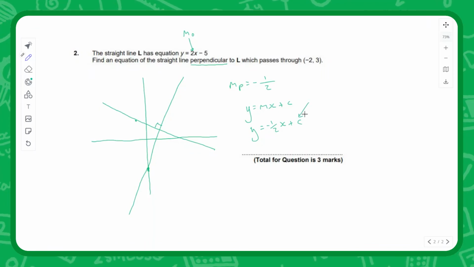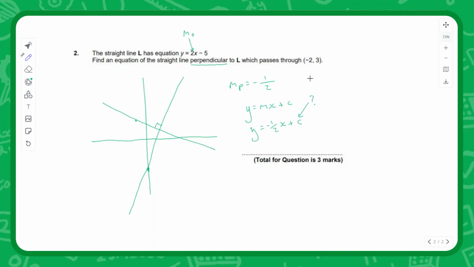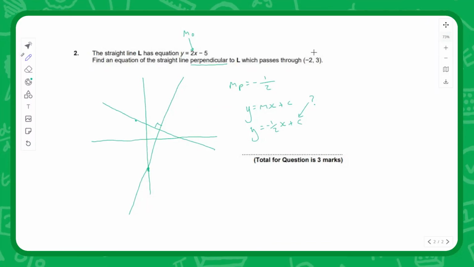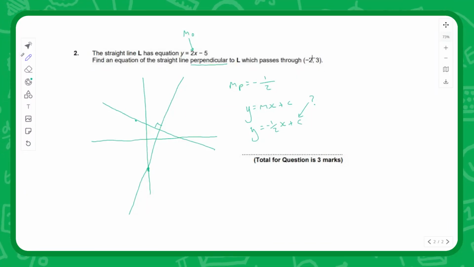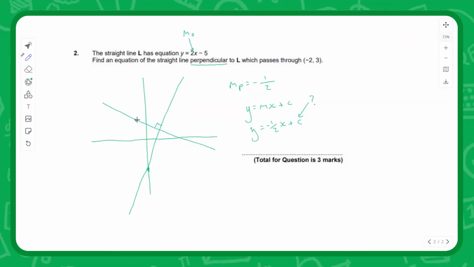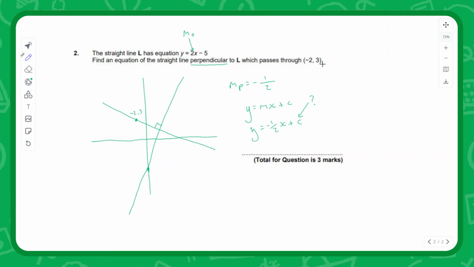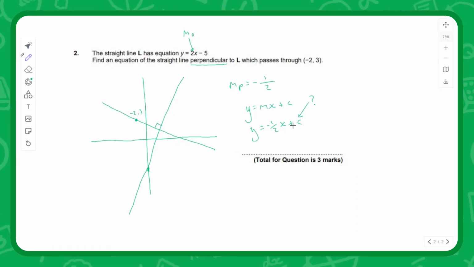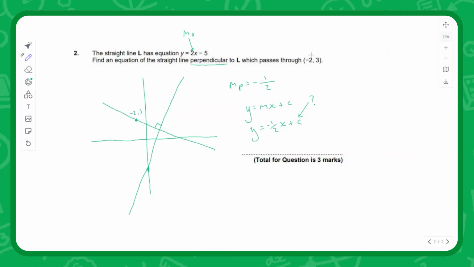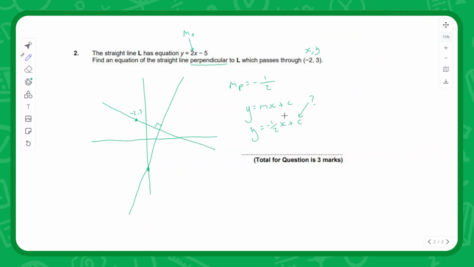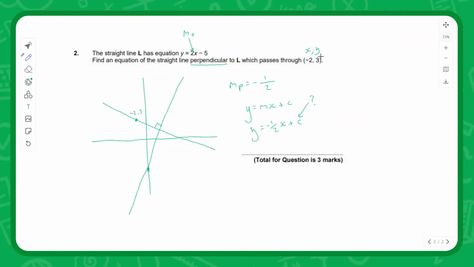I need to find out what is c. How can I do that? Well, I've got a point on the line, right? I know the fact that my perpendicular line goes through minus 2, 3. It goes through this point here, minus 2, 3. And so I can use that to work out what c is. Because I know that if I put in x equals minus 2, these are my x and y coordinates, the equation should always spit out 3 at the end of the day, because I know that y has to equal 3.